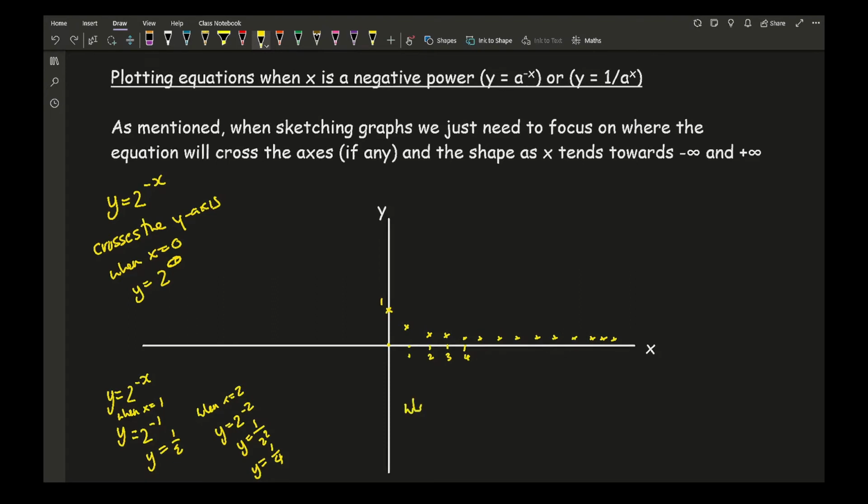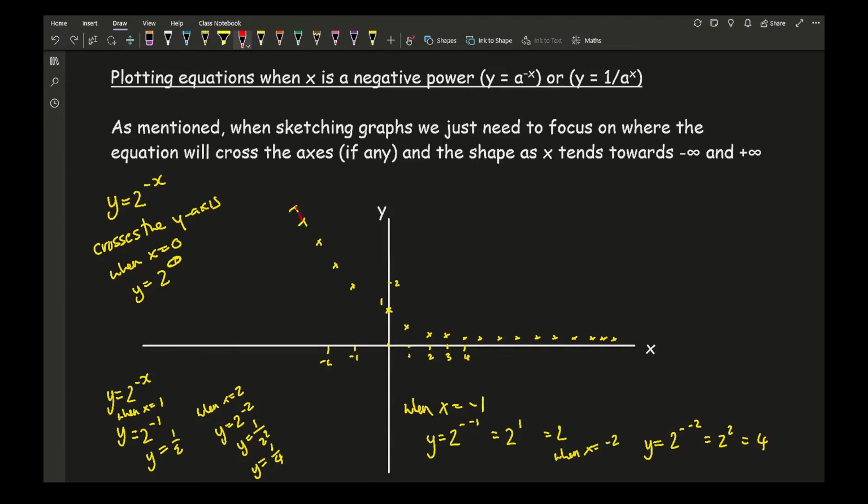Let's say when x equals -1, what I end up with is 2 to the power of -(-1). Well, that becomes 2 to the power of +1, which becomes 2. So at -1, it's going to be at 2. Then when x is -2, I end up with y equals 2 to the power of -(-2), which is 2 squared, which is 4. So you can see there that as x decreases going into the negative, the numbers are just going to get bigger and bigger and bigger.